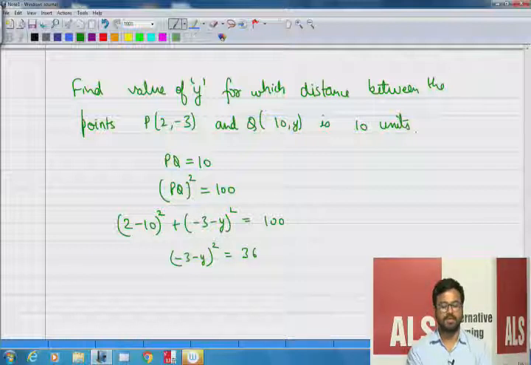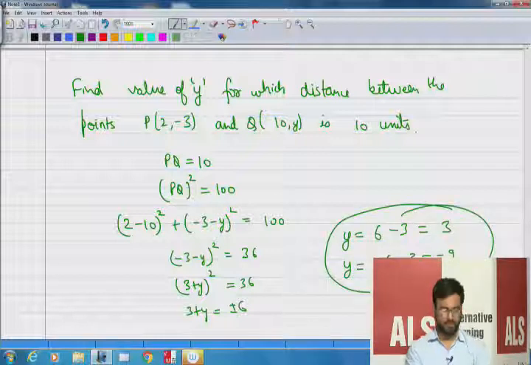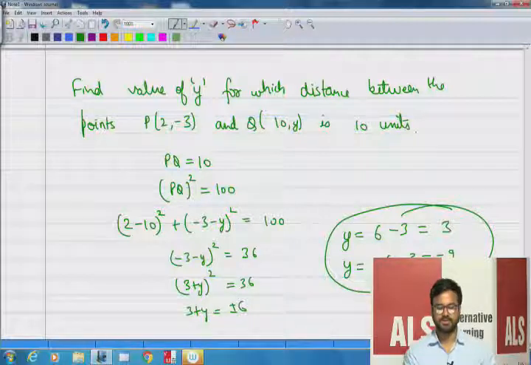And minus 3 minus y whole square, this can also be written as 3 plus y whole square, taking minus as common. And 3 plus y is equal to plus minus of 6. So y is equal to, one time we will take 6. So 6 minus 3, which is equal to 3. And second time we will take minus 6 minus 3, which is equal to minus 9. So two values of y are possible. I hope this is clear to all of you. It was an easy one.